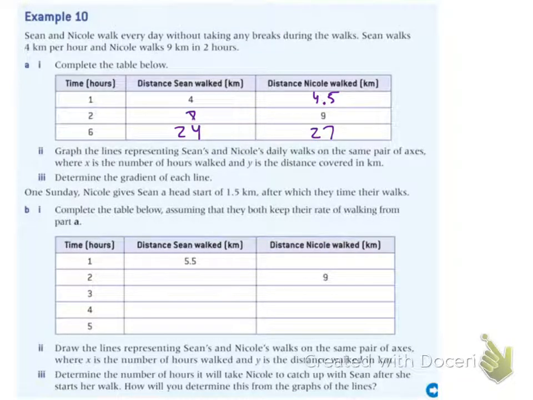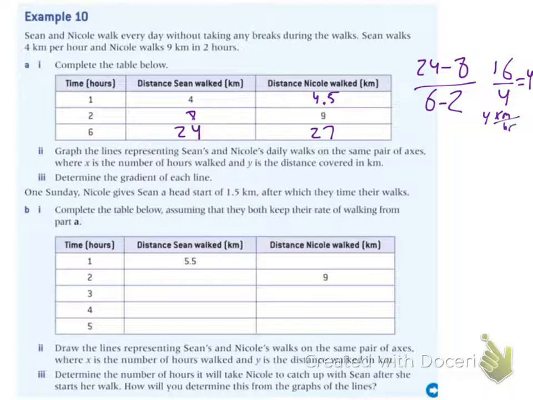If I go back and I want to use the slope formula, I can use 2, 8, and 6, 24. I can do rise over run. I can do the difference in the y's over the difference in the x's. So I could do 24 minus 8 over 6 minus 2, 16 over 4, which is 4. And what does that represent? That represents 4 kilometers per hour. That's how fast it's her speed, or his speed in this case, that's Sean. And you can do the same thing for Nicole.